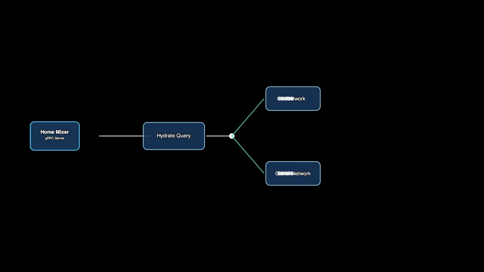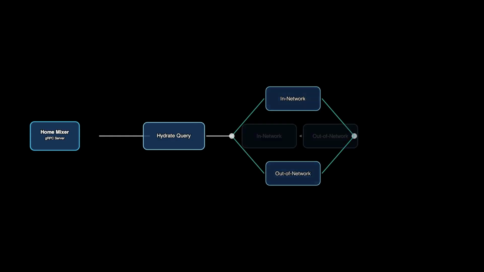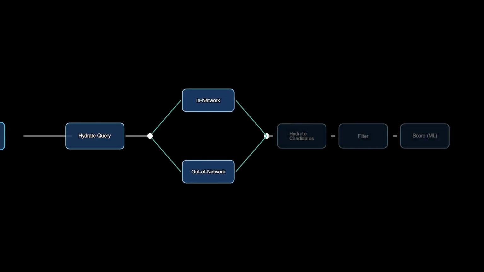When a feed request arrives, Home Mixer orchestrates the entire flow. It is a gRPC server exposing a scored post-service endpoint. The pipeline runs in a fixed sequence. First, hydrate the query with user context like your engagement history and following list. Then fetch candidate posts from 2 sources in parallel.